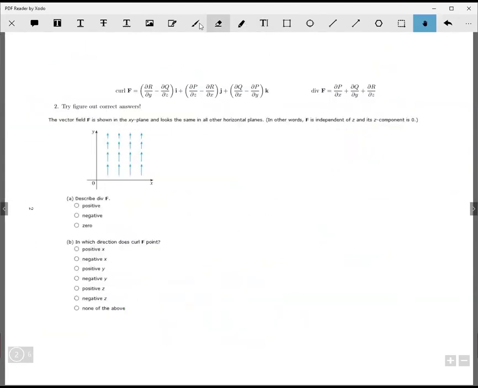Okay, so let's take a look at exercise number 2, and we're going to try to figure out the correct answers. Here you have a vector field that's being drawn with a bunch of vectors. What can you tell about these vectors? What do you know about these vectors?